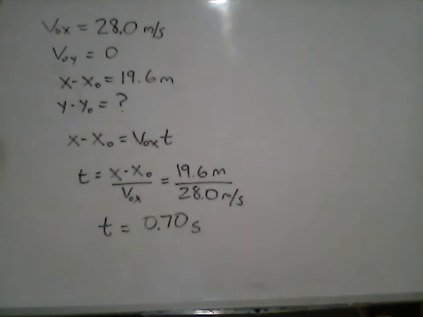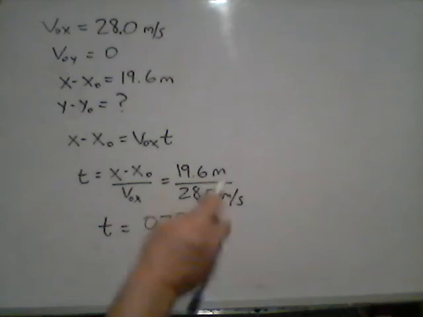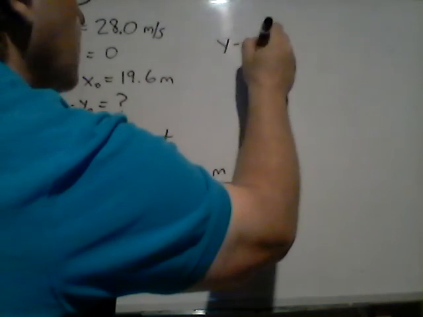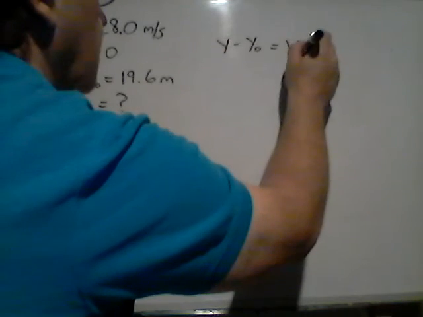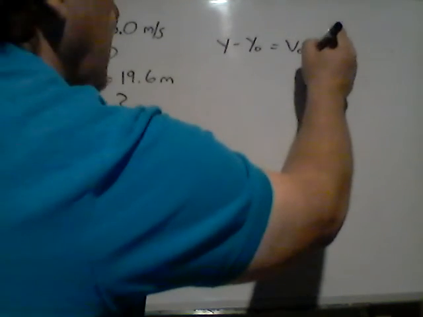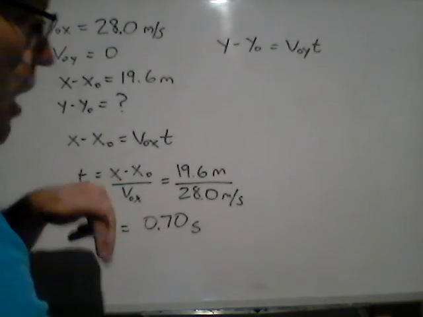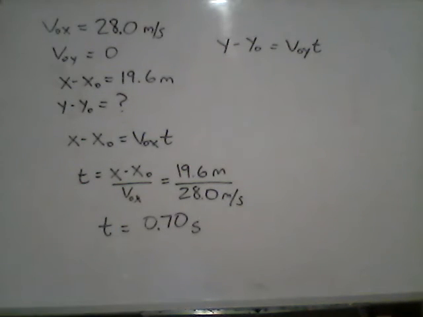And so we go to our catalog of equations that we talked about last time. And probably the best equation to use would be this one. y minus y naught equals v naught sub y t. And what I'm going to do is employ an upside down y component.